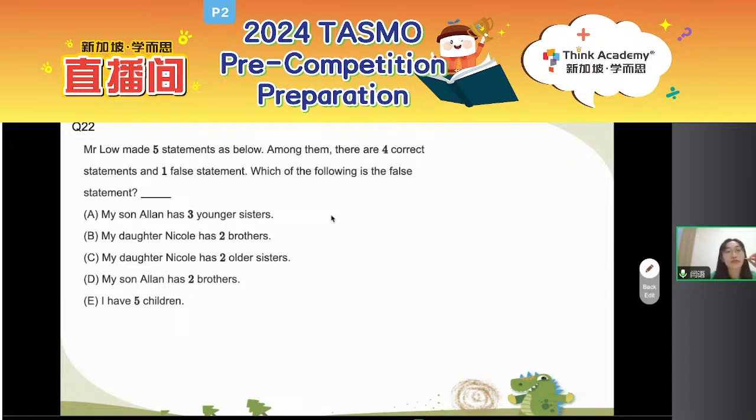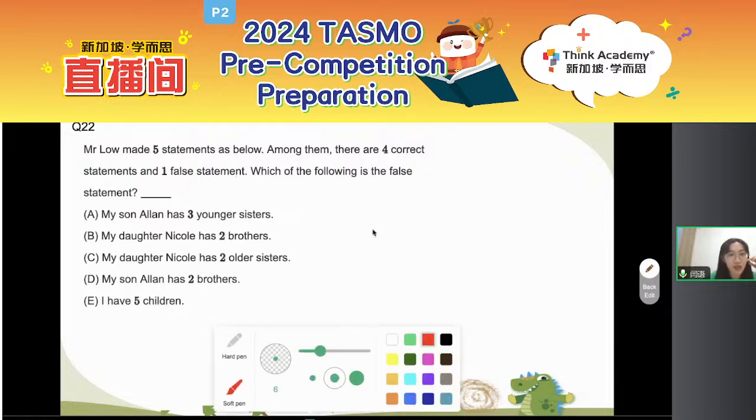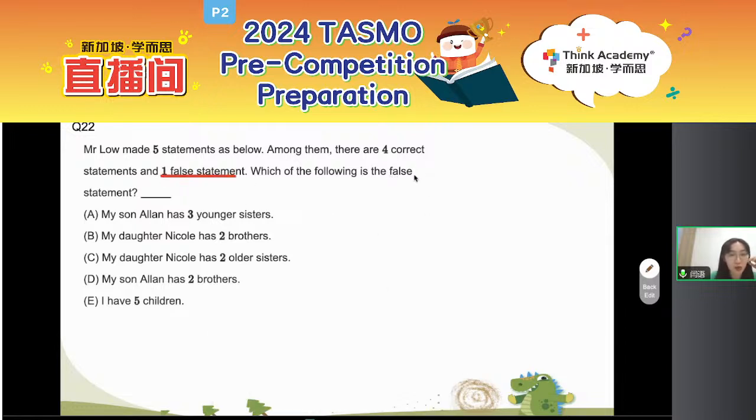Mr. Low made 5 statements as below. Among them, there are 4 correct statements and 1 false statement. So which of the following is the false one? Which one? D? B? Okay. D or B?